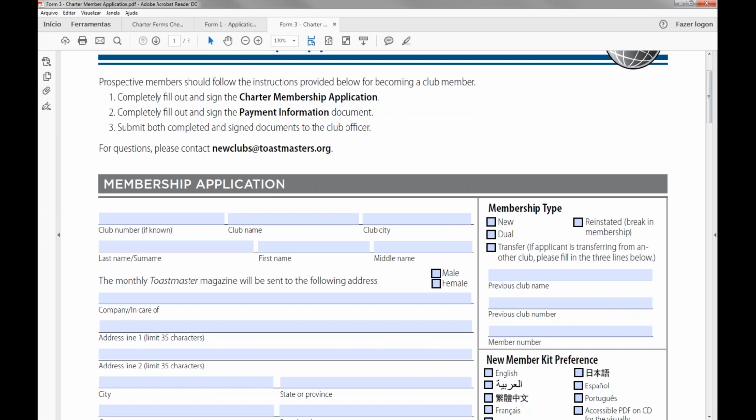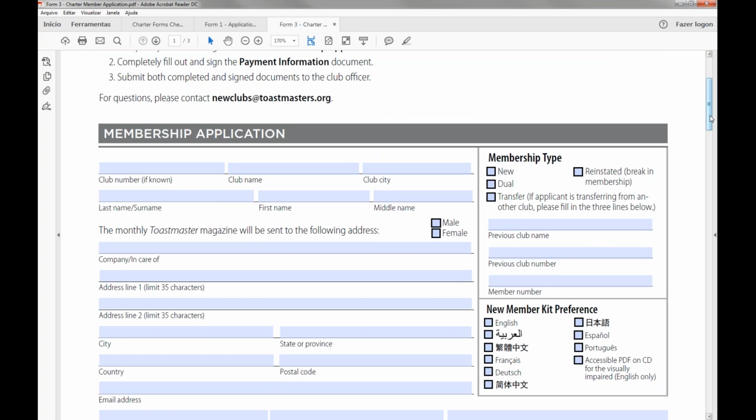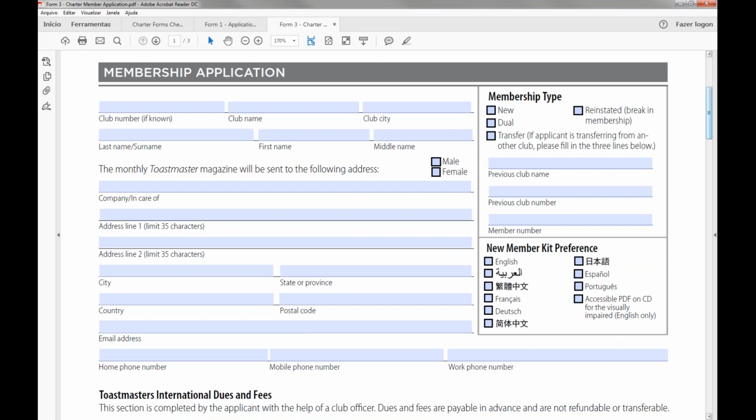And in these documents, the only things we need to fill out are, first, whether it's a new member or not, whether it's a dual member, or a transferred member. So if you want to transfer someone from another club to this new club, you fill out this option. A dual member is someone who belongs to another club and wants to also be a member of this club. And you have a reinstated member.